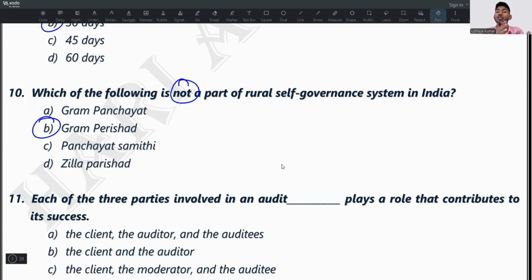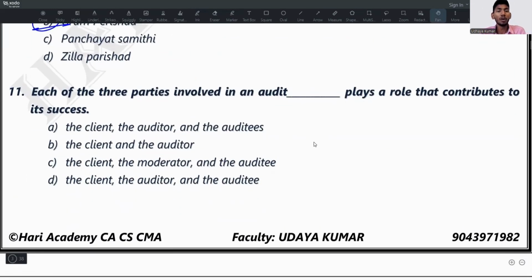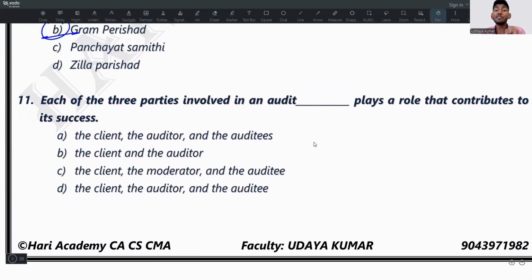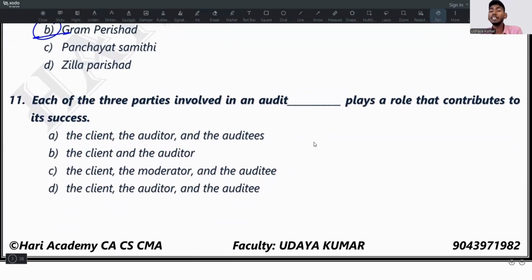The correct term should likely be Gram Sabha, which is a body consisting of all the adult members of a village, but Gram Parishad itself does not exist. So the right answer is Gram Parishad, because it does not form a part of the rural self-governance system in India. Moving to the next question: each of the three parties involved in an audit plays a role that contributes to its success. You have to check the options.